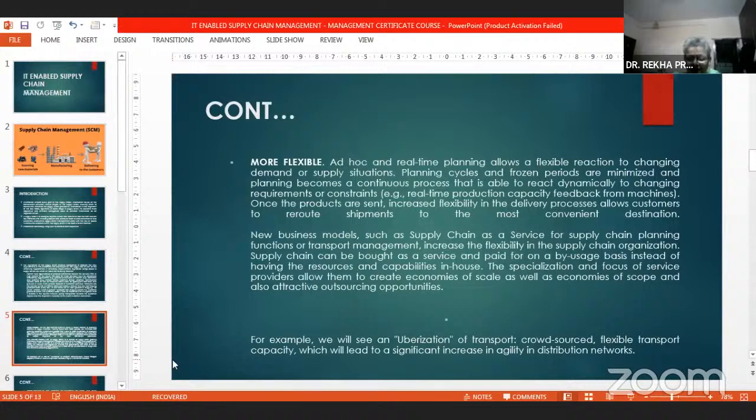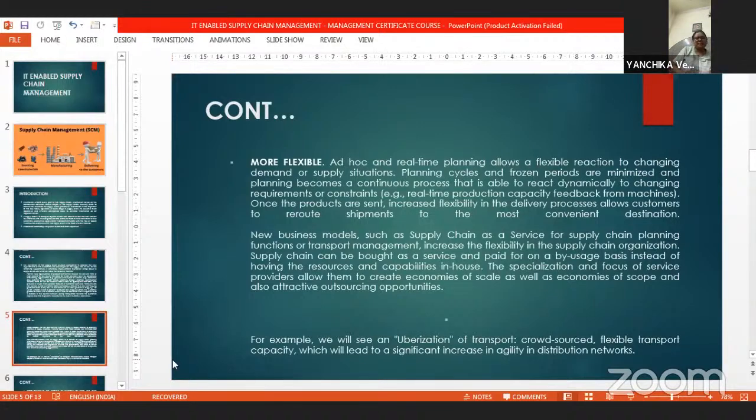Uberization of transport, crowd-sourced, flexible transport capacity, which will lead to a significant increase in agility in the distribution network.